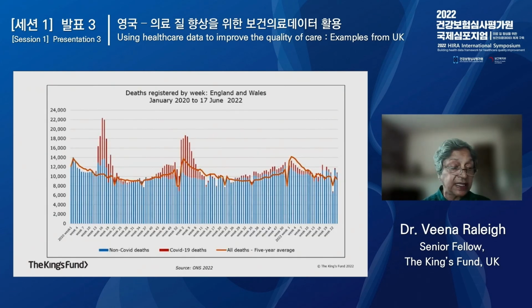This shows how quickly the data was turned around. This is deaths by week that ONS publishes. The blue bars show deaths from non-COVID causes. The red bars show the COVID deaths by week. And then the line shows the average for 2015-19. So you can monitor readily what's happening in relation to total mortality compared with previous years. Next slide, please.